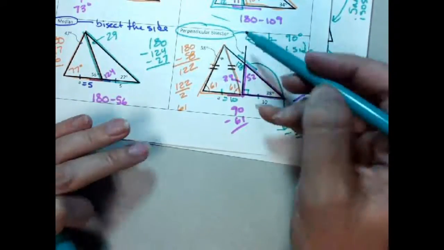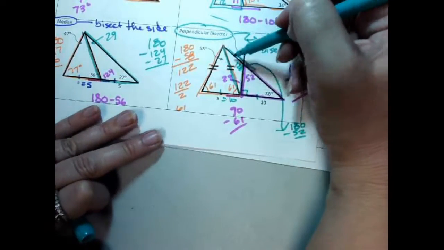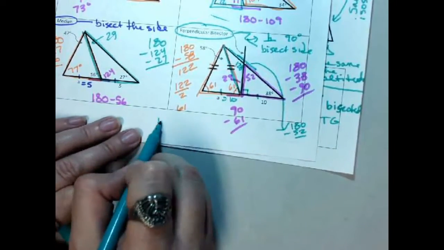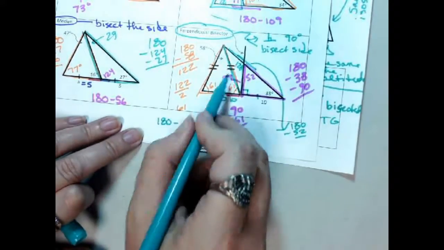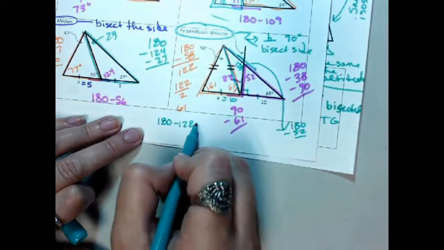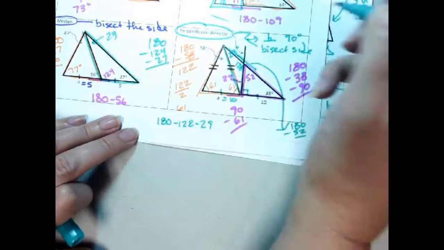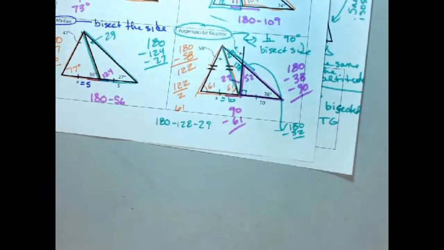And then I can look at this triangle in here, this kind of skinny one, and I know those 3 add up to 180. I have 180 minus 128 minus this one right here is 29, and I get this top angle is 23 degrees. I found all the angles inside there. It's kind of like a puzzle. You have to kind of work around till you find the right angles.